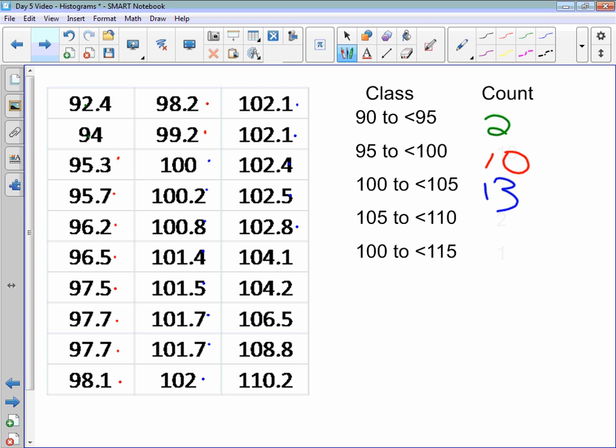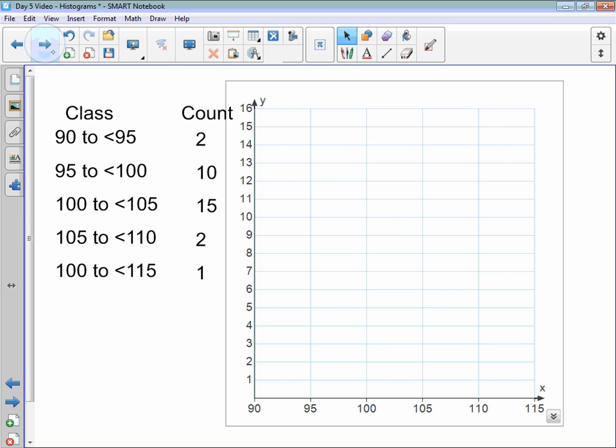Sorry, I stopped counting early. 14, 15, there's 15. And then in the next bin, there's going to be 2, and in the last bin, there's 1. So then we take our counts, 2, 10, 15, 2, and 1, and then we just make our histogram.